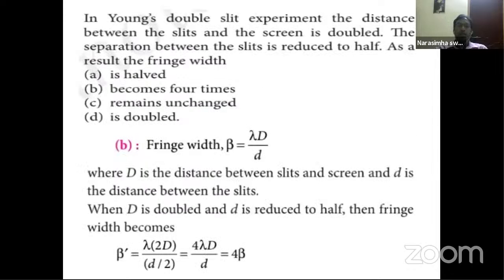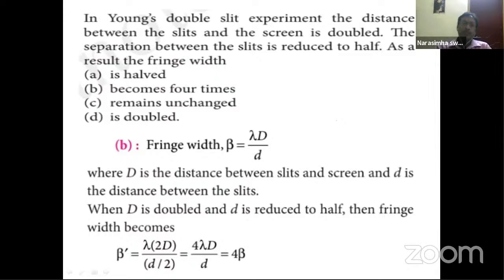Right? Now we'll move to the next problem. In Young's double slit experiment, the distance between the slits and the screen is doubled. Then the separation between the slits is reduced to half. The separation between the slits is reduced to half.